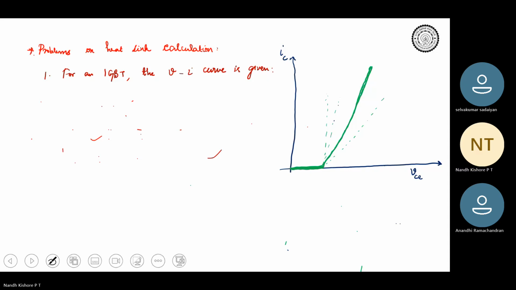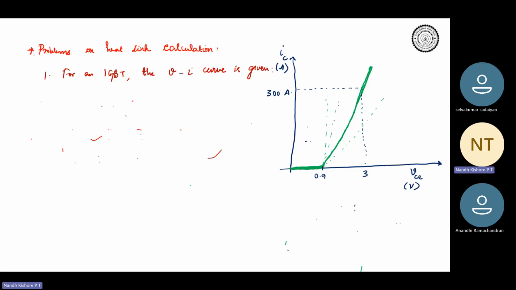What's given is this is 0.9, with volts on this axis and amperes on this axis. Then this is 300 amperes, and this is 3 volts.